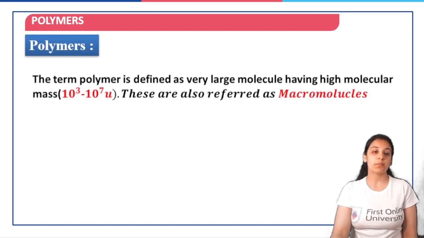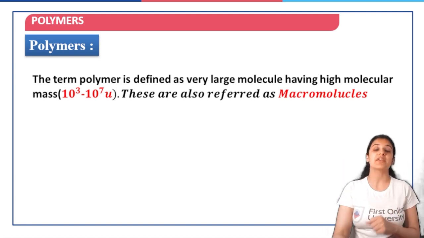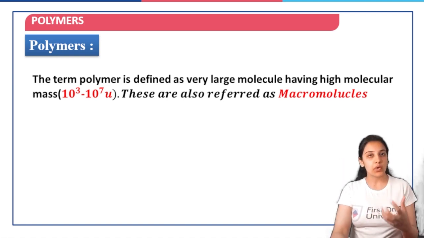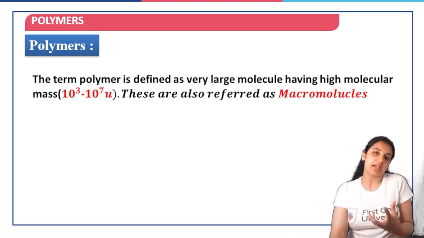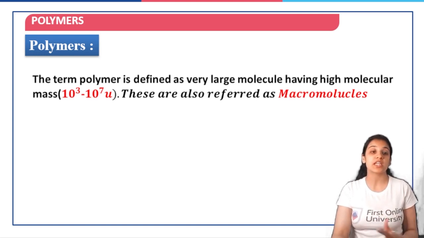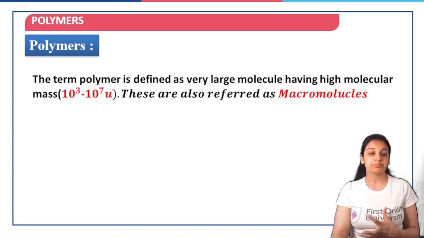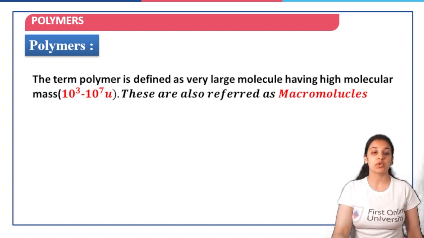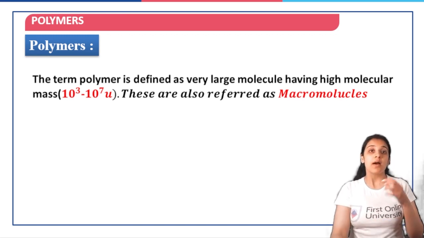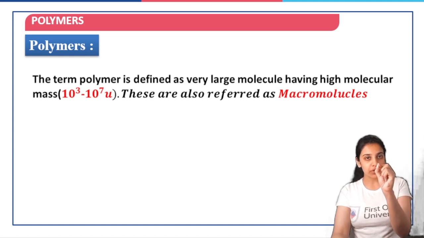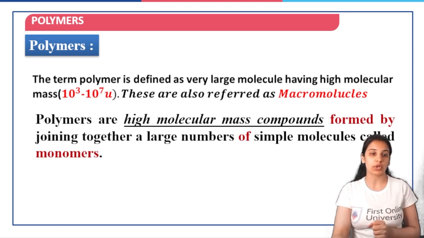Now, when we talk about polymers, the term polymer is defined as a very large molecule having very high molecular weight. Because the molecule is very large, it will definitely have a very high molecular weight, which is 10 raised to power 3 to 10 raised to power 7 atomic mass units, AMU or simply u, and these are also referred to as macromolecules. Micromolecules are tiny molecules, macromolecules are huge molecules.